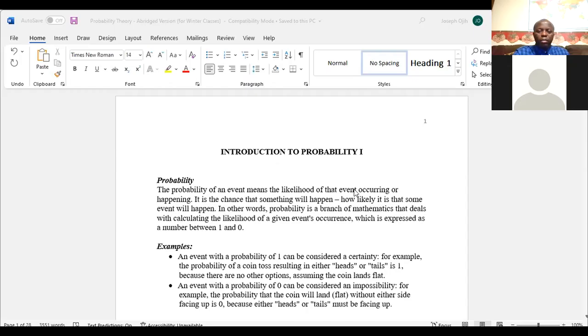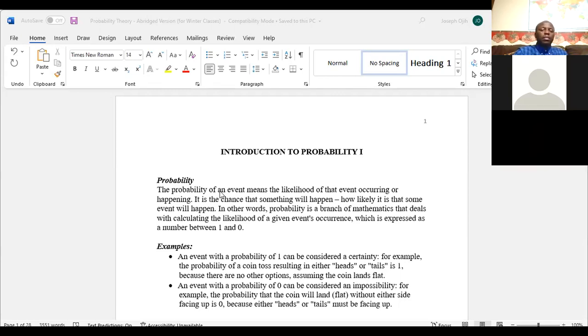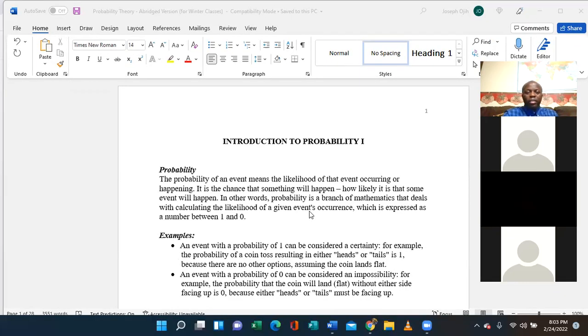In this last session, I will introduce you to an important concept in statistics. It's called probability. The probability of an event means the likelihood of that event occurring, or the chance that the event will occur. In other words, probability is a branch of math that deals with calculating the likelihood that a given event will occur.